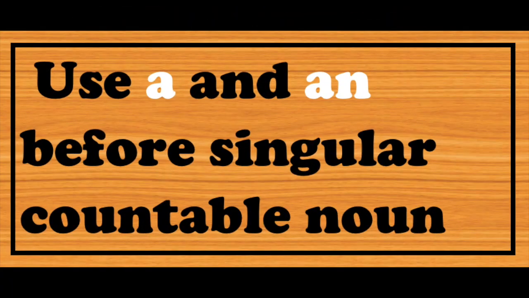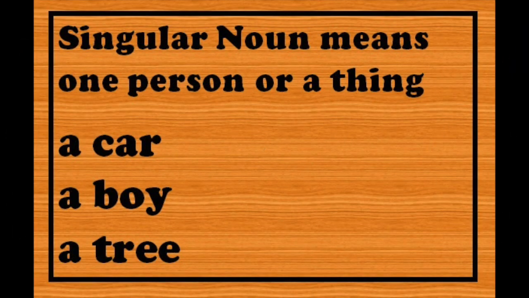Okay, let's move on to rule number 2. Use "a" and "an" only with a singular countable noun. Singular noun means one person or a thing. A car, a boy, a tree, etc. You can say 2 cars, 5 boys or 10 trees. We can count those cars, boys, trees: 1, 2, 3, 4, like this. So that is called a countable noun.